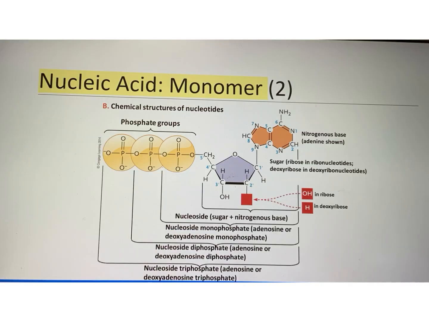All right, so that first picture is very simplistic. This one shows more of the structure. And again, we're just paying attention to the three major parts, which are the nitrogen base, the sugar, and then the phosphate group, however many of them may be present.